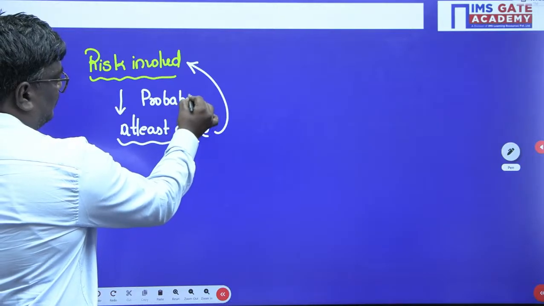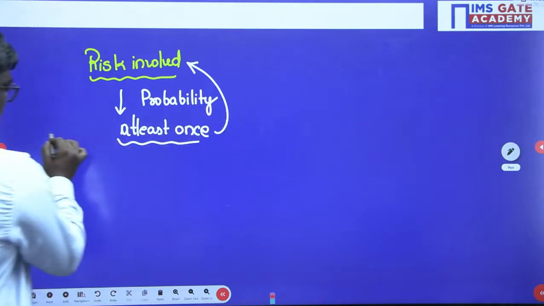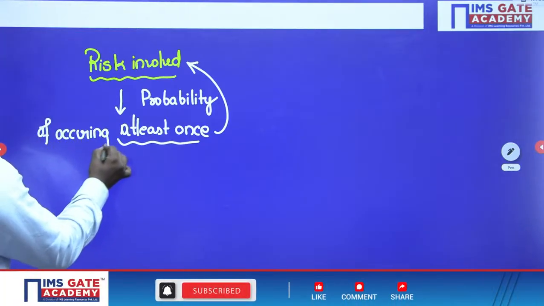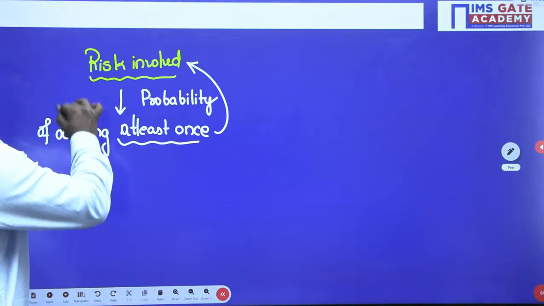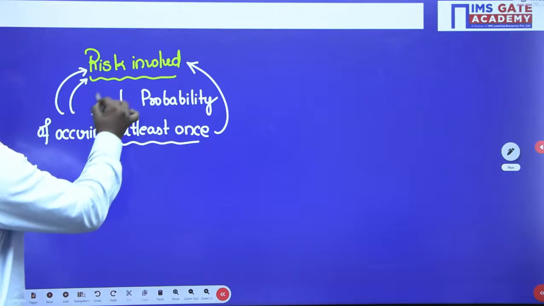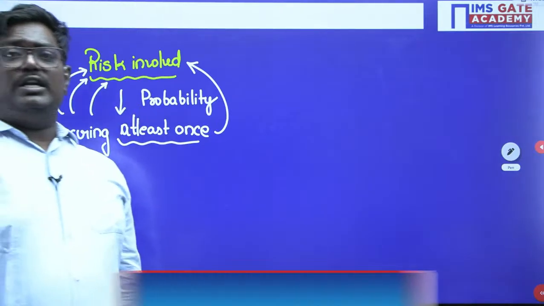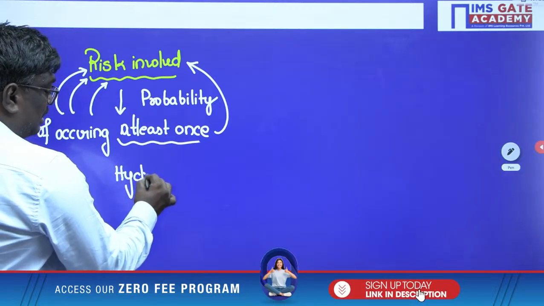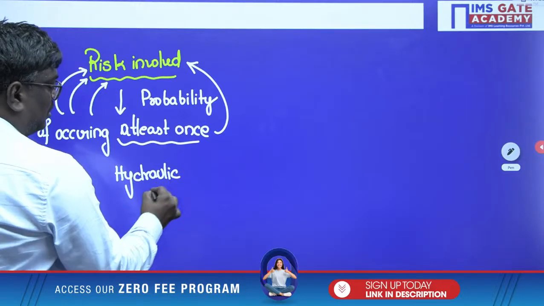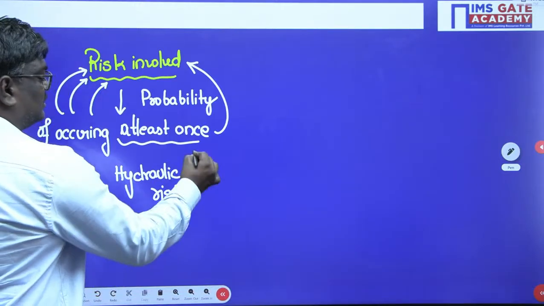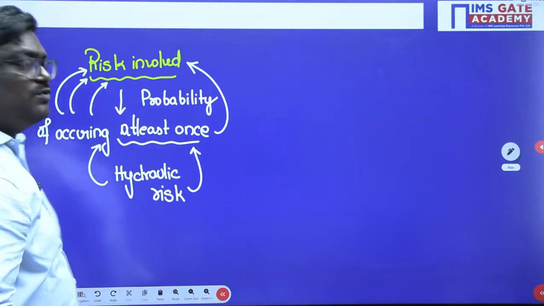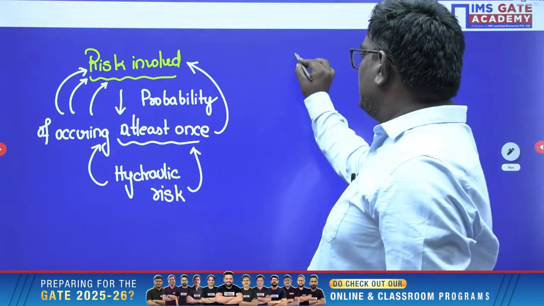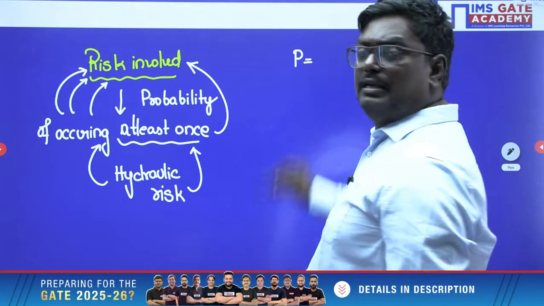So the probability of occurring at least once is given directly as the risk involved. So my dear students, whenever they use the word risk involved, or hydraulic risk, or hydrological risk, then the probability of occurring at least once will be taken as the hydraulic risk. So here the probability P is equal to what, sir?